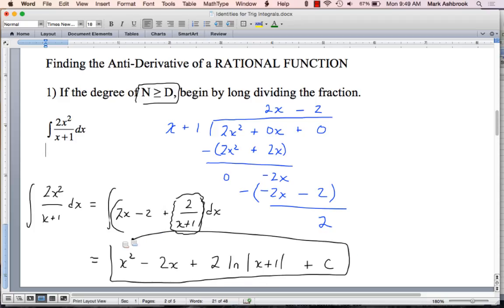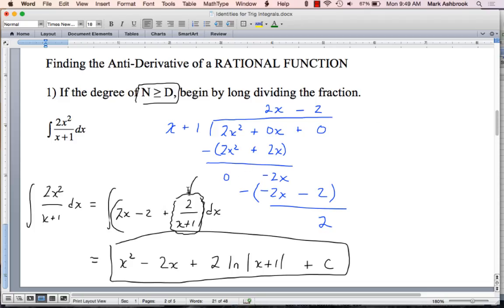So always check for long division first. Check the degree of your numerator and denominator. If the degree of the numerator is greater than or equal to the degree of the denominator, long divide first. And that might just be all you need, like in this example. But it might not. So let's go on.